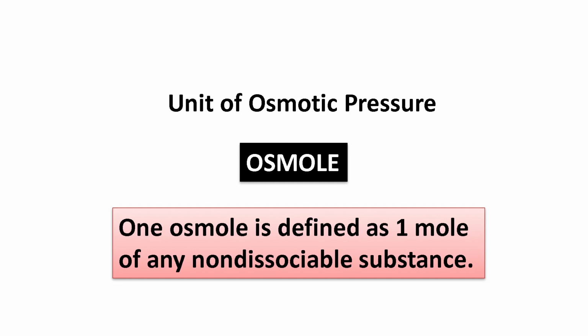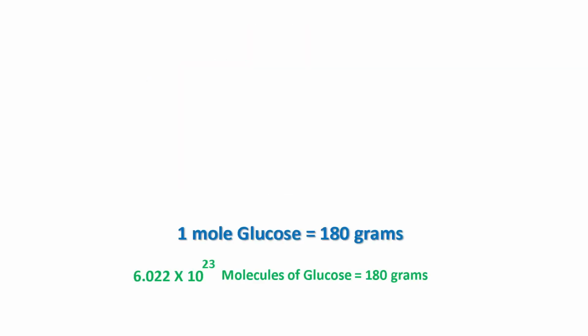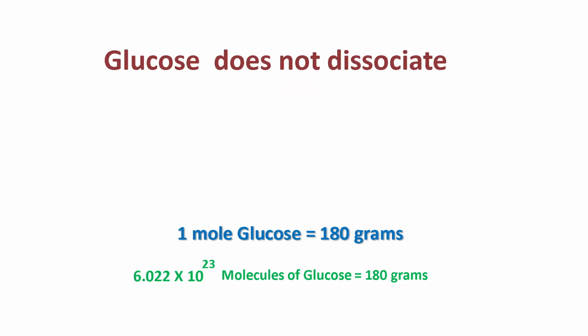1 osmole is defined as 1 mole of any non-dissociable substance. Here we have 1 mole of glucose in 1 liter of water, which means we have 180 grams of it, that is 6.022 × 10^23 molecules of glucose present in 1 liter of the solution. Since glucose does not dissociate further in the solution, we can say the concentration of the solution is 1 osmole of glucose.